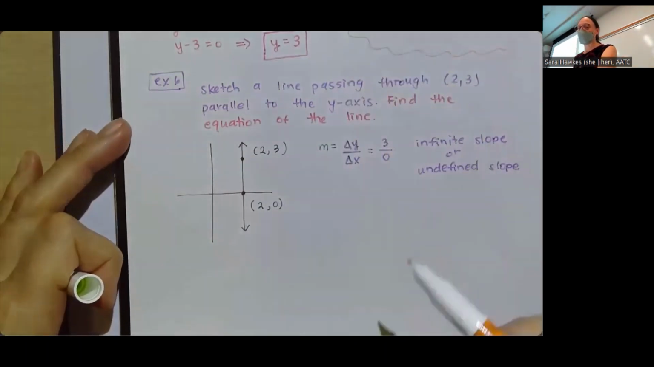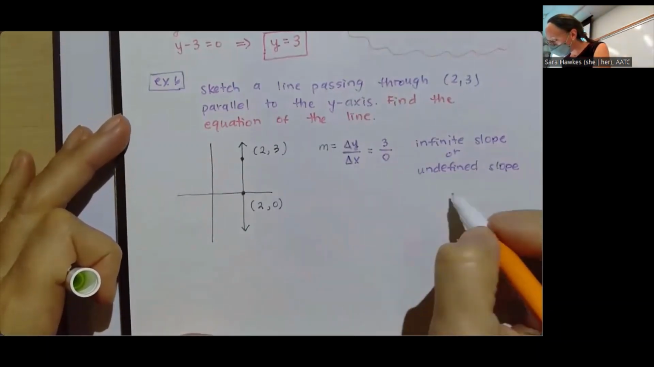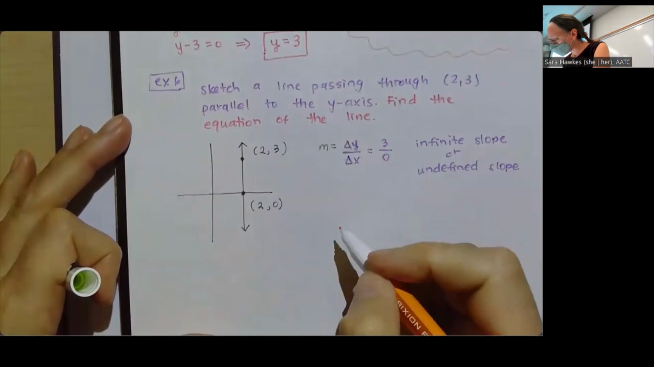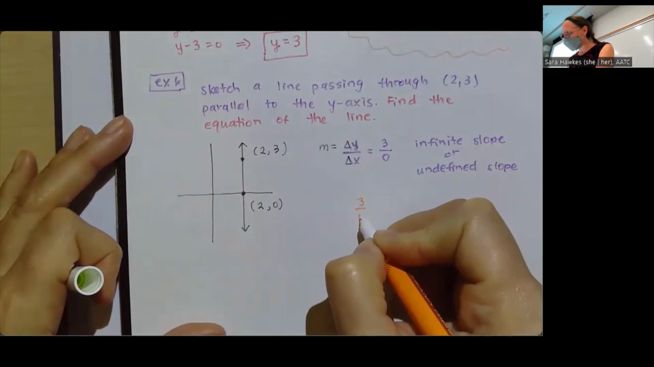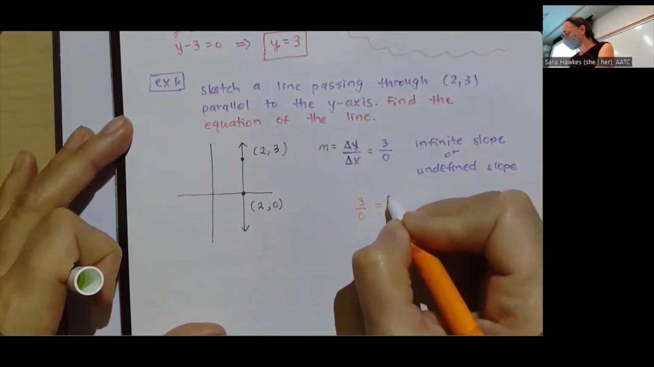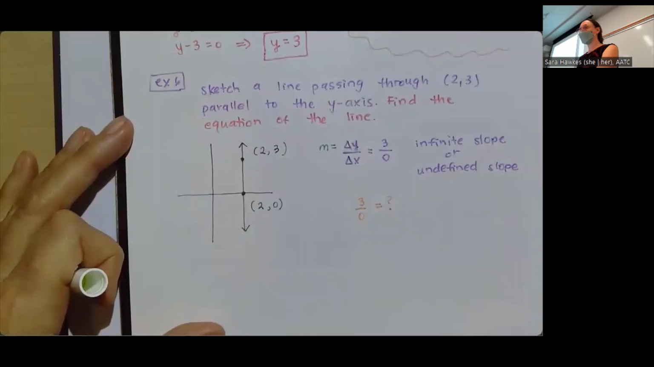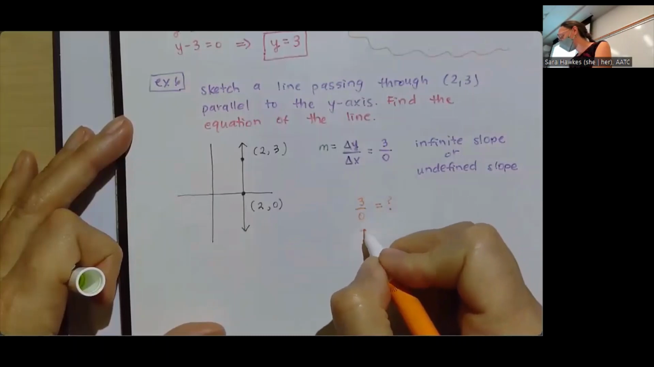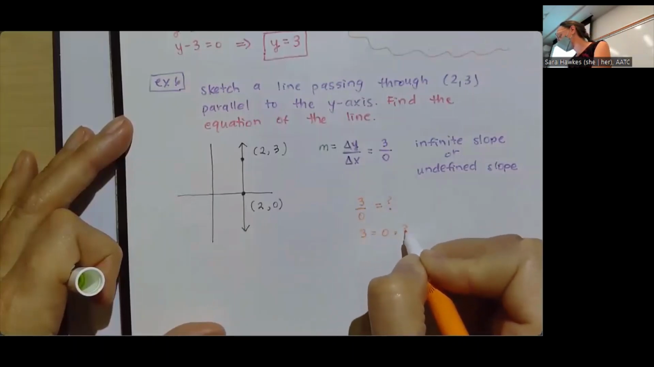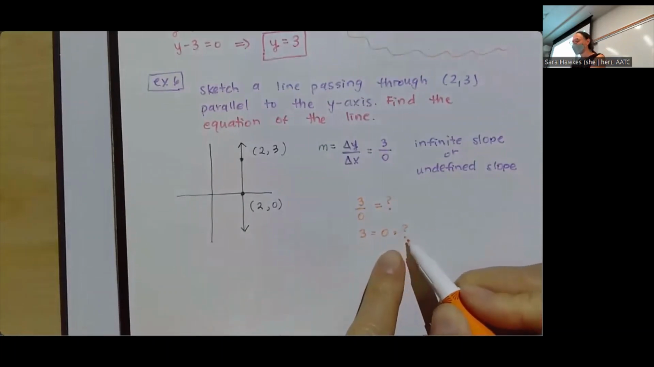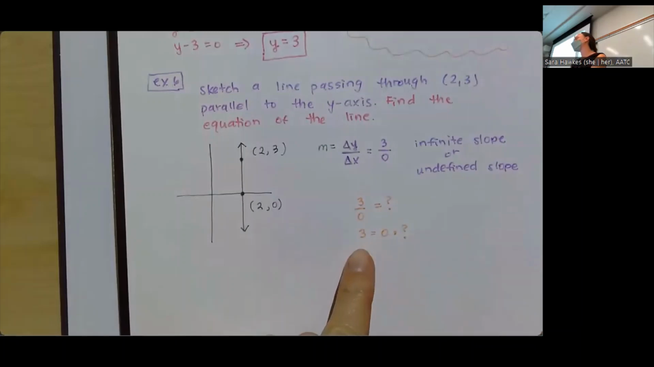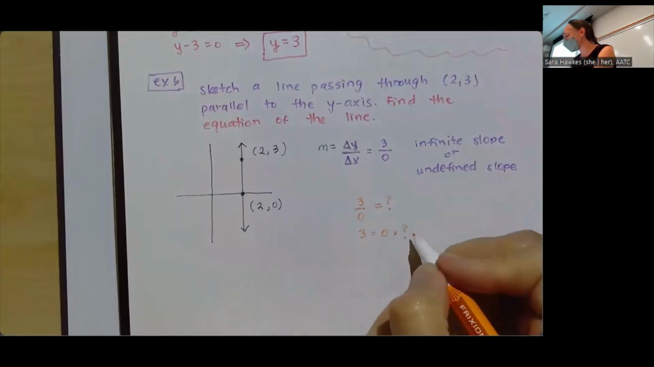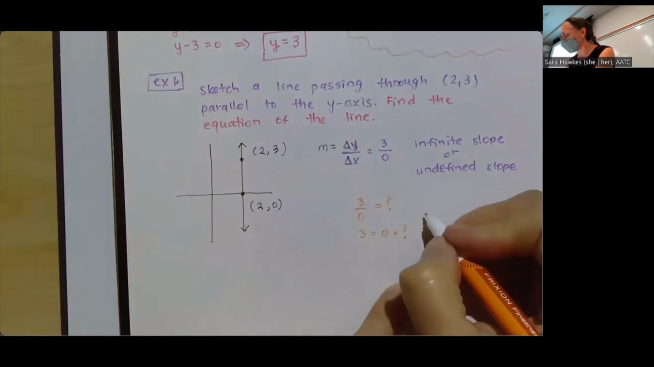Now, if I use the same kind of logic we used before about changing this into an equivalent multiplication problem, if I have 3 divided by 0, and I'm not sure what that's supposed to be equal to, as a multiplication problem, that should say 3 is equal to 0 times something. Is there a number that I can multiply 0 by and get 3? That's why we call this undefined, because there isn't a number that will make this work.